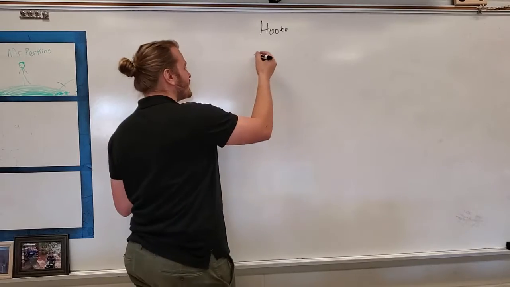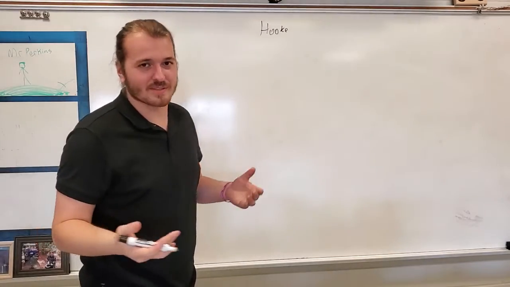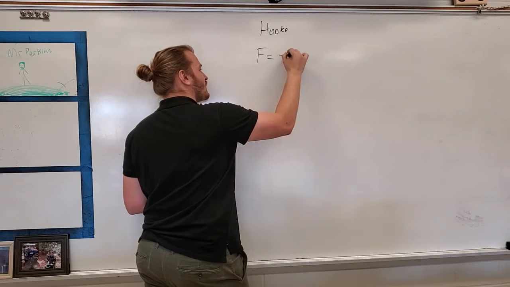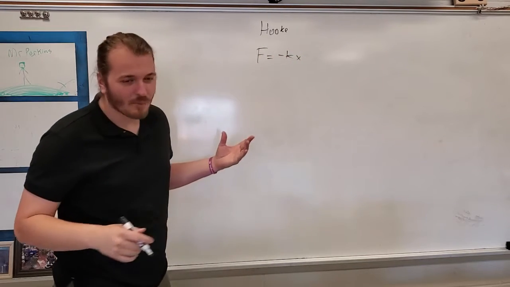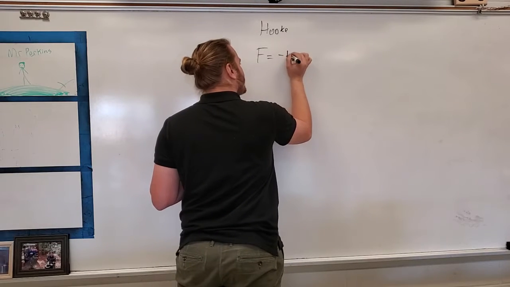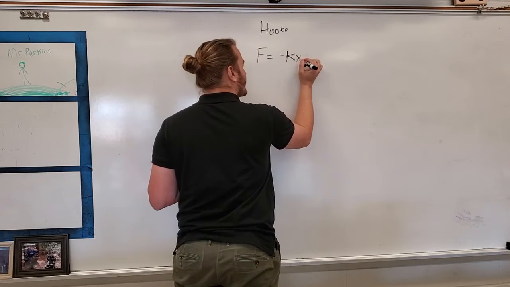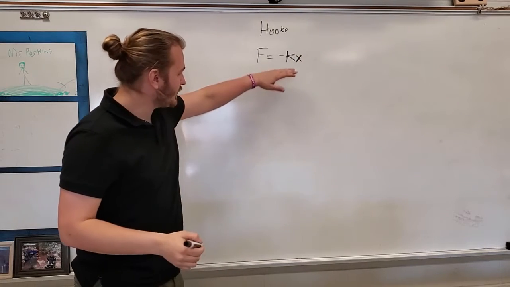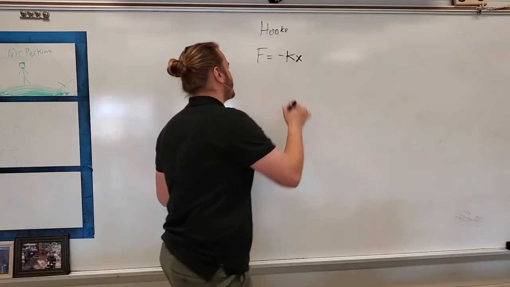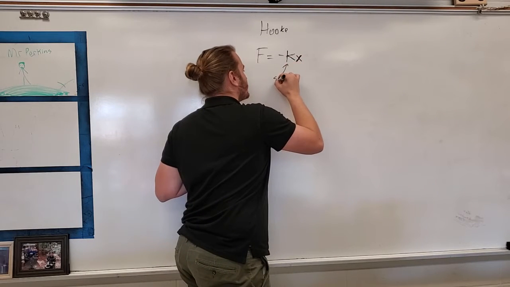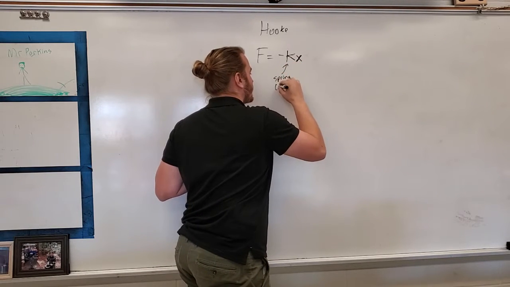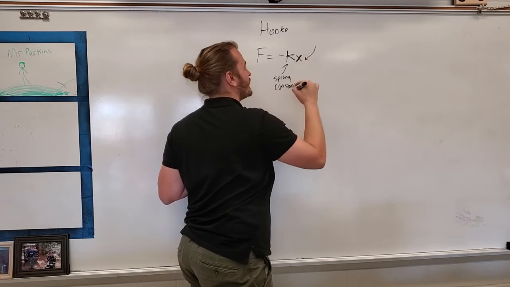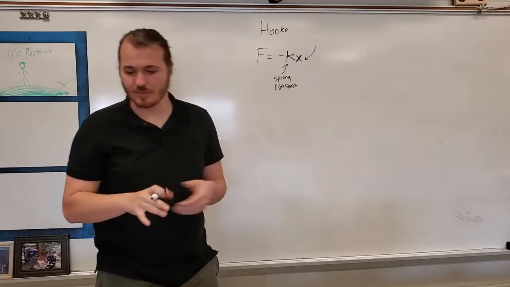But one of the coolest things that he did, in my opinion, since I like physics, was he said, okay, F is equal to negative kx. What does that mean? Force is equal to negative kx. What is k? K is what we call the spring constant. And x is how far the spring was moved from its original position.